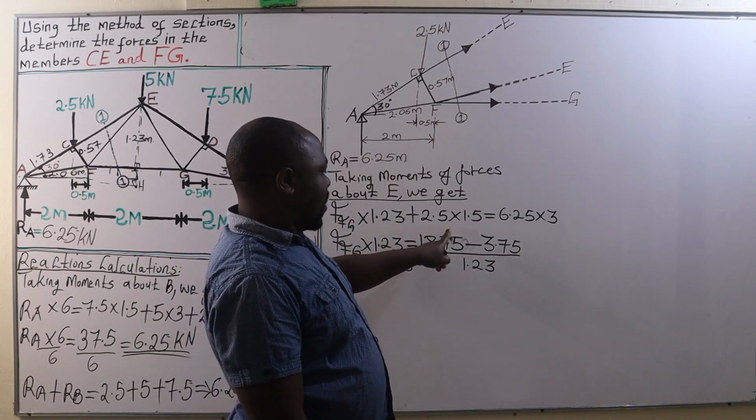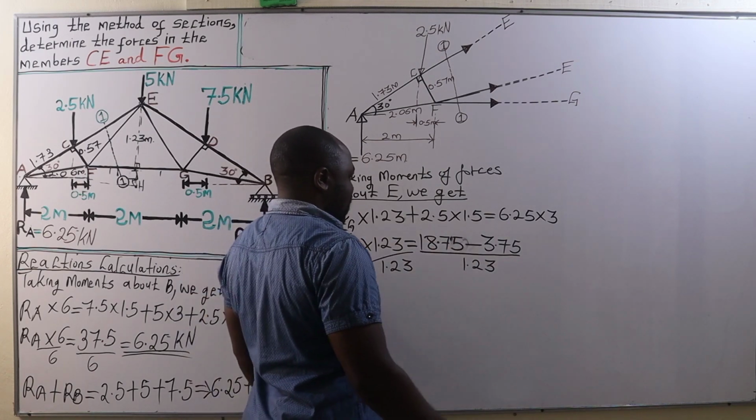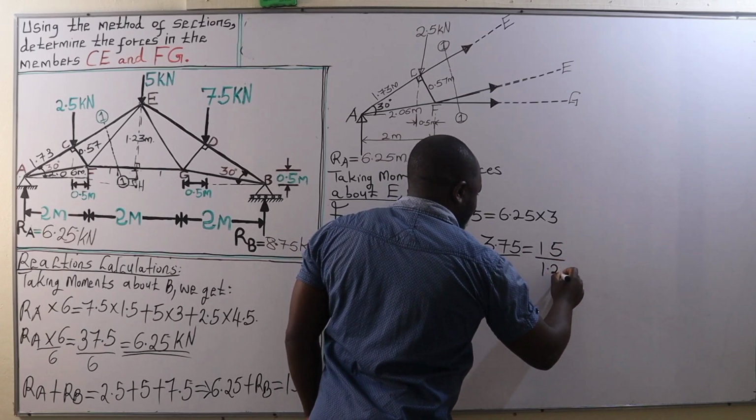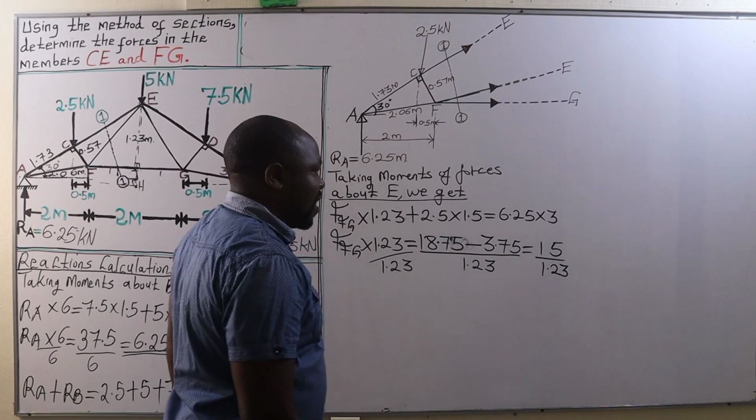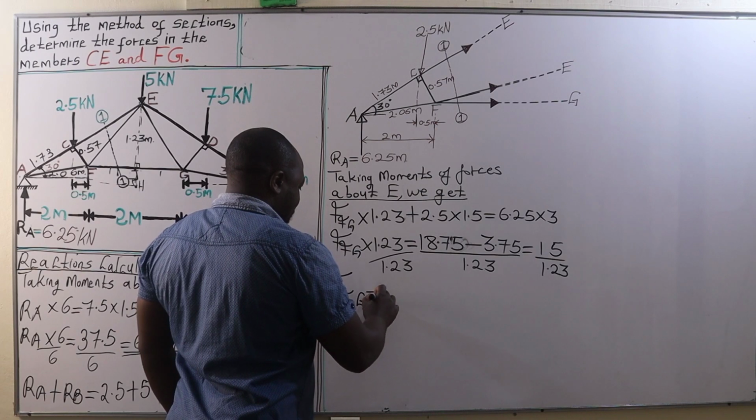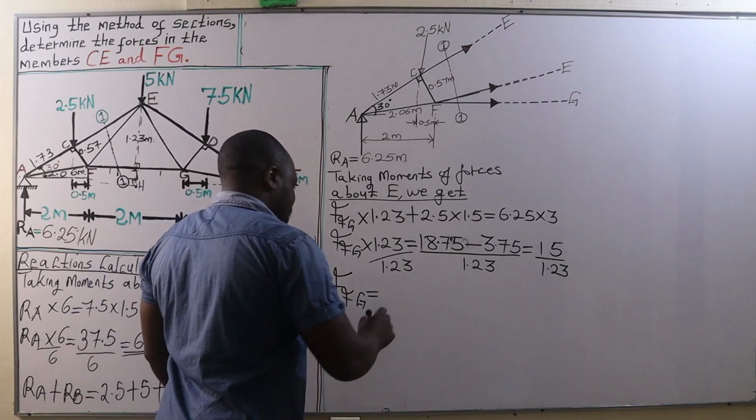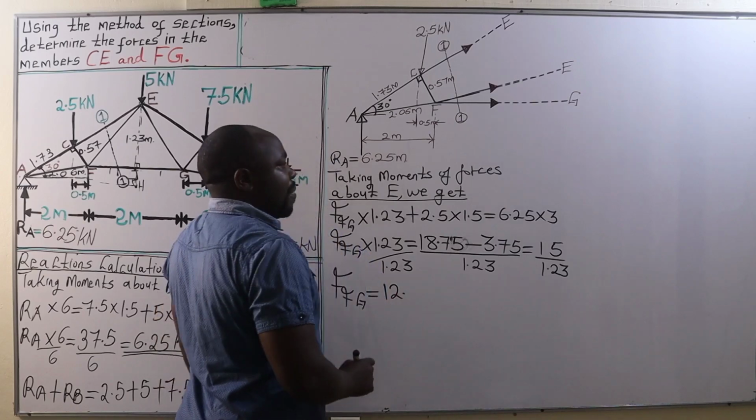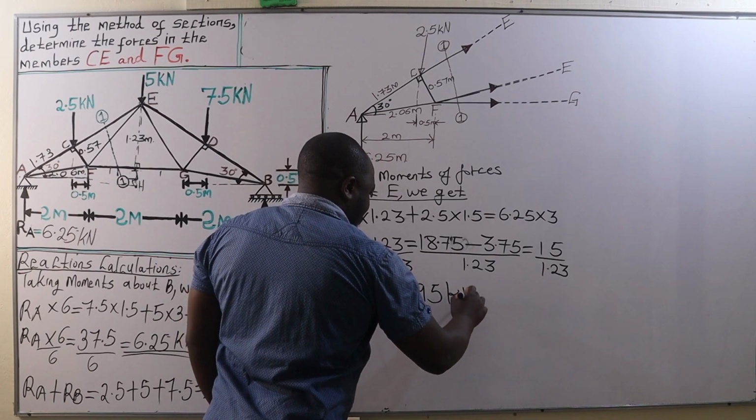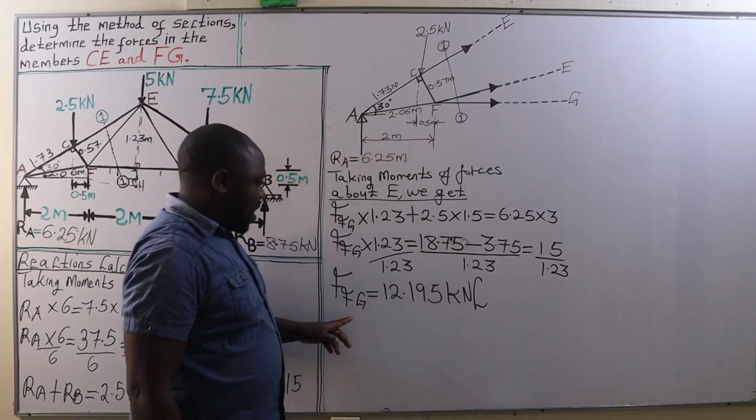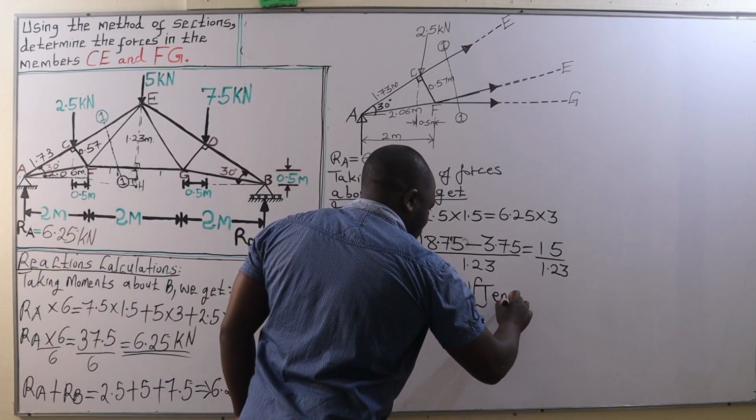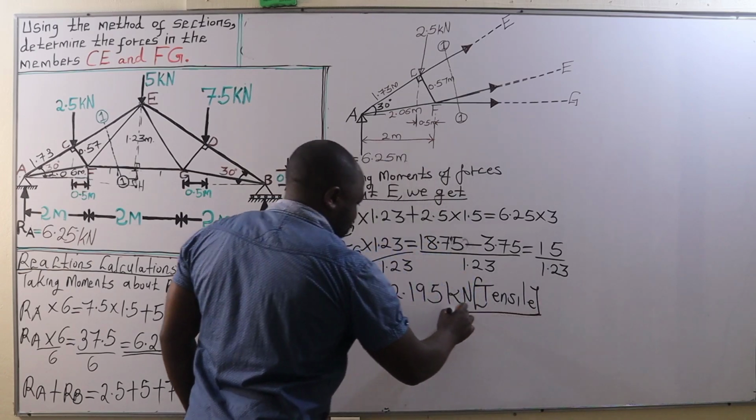So 18.75 minus 3.75, that is 15. Therefore, 15 divided by 1.23, that's going to be 12.195. Therefore, the force on member FG is going to be 12.195 kilonewtons. And in this case, that force being positive is going to be a tensile force. So that is a tensile force.